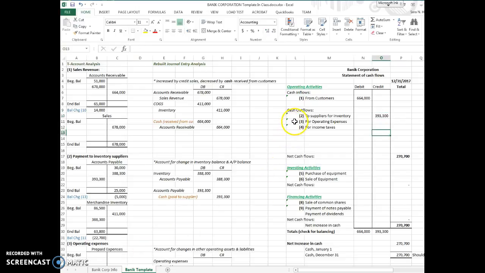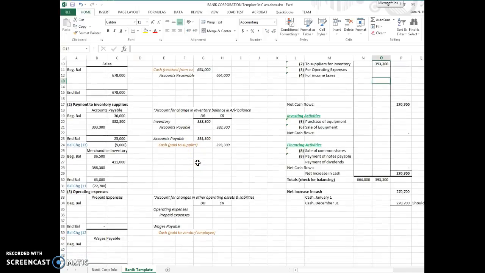Up next, we're looking for cash outflows for operating expenses. So the first thing I'm going to do is take a look at my income statement to see, well, what did we have on our income statement for other operating expenses? And we see that we had $67,000. So when I'm rebuilding my entries, I'm just going to go ahead and put that $67,000 in here as a debit for operating expenses.